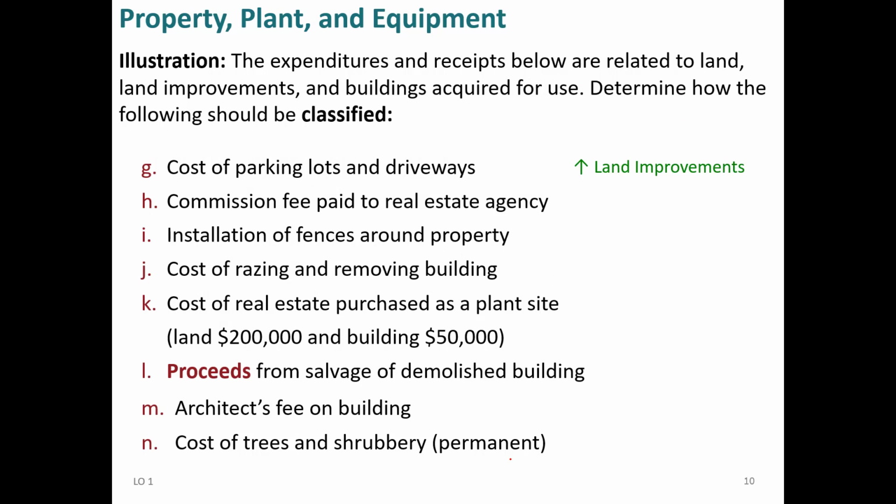Land improvements, cost of parking lots and driveways. We're going to keep that separate from the land itself. Commissions and fees paid to real estate agencies, that's part of the land. Installation of fences around the property. Fences, parking lots, driveways, that's all land improvements. Cost of razing and removing a building. If we don't want the building, we're getting rid of it. Guess what? That's part of the land.